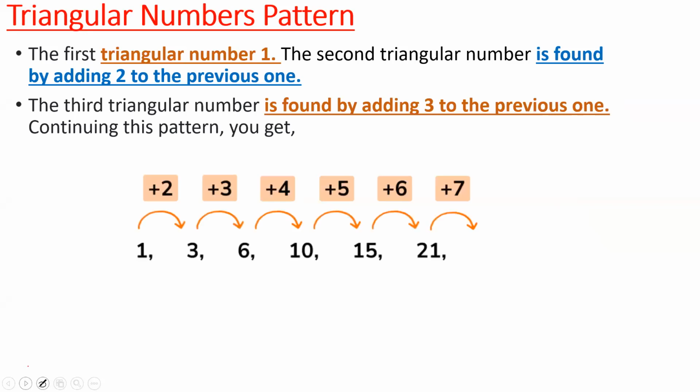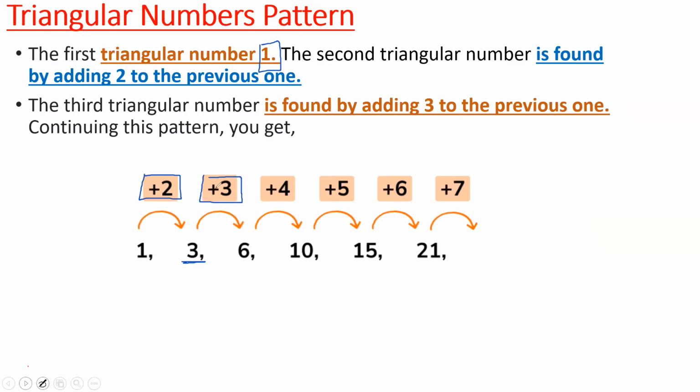By the way, write this down for me, please. So here's the pattern, right? The first triangular number is 1, right? Then what you're going to do, you're going to add what? Add 2 to get the next triangular number, which is what? Which is 3. Very good. And then we're going to add what?